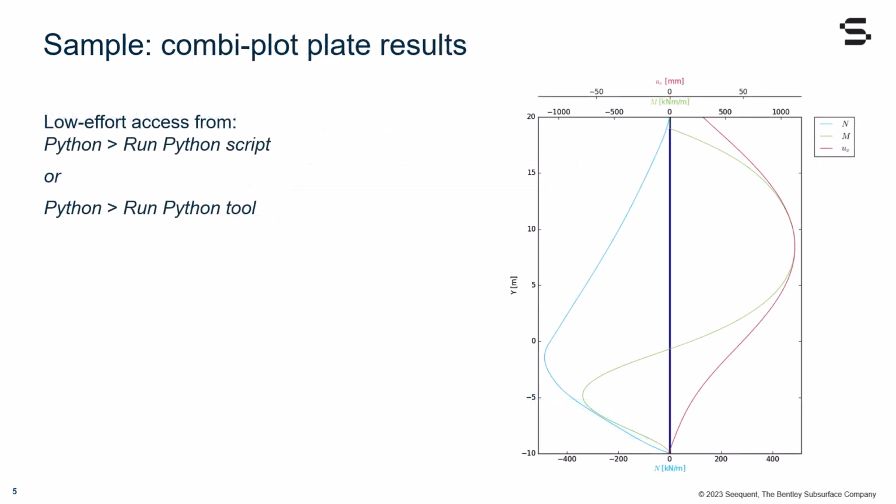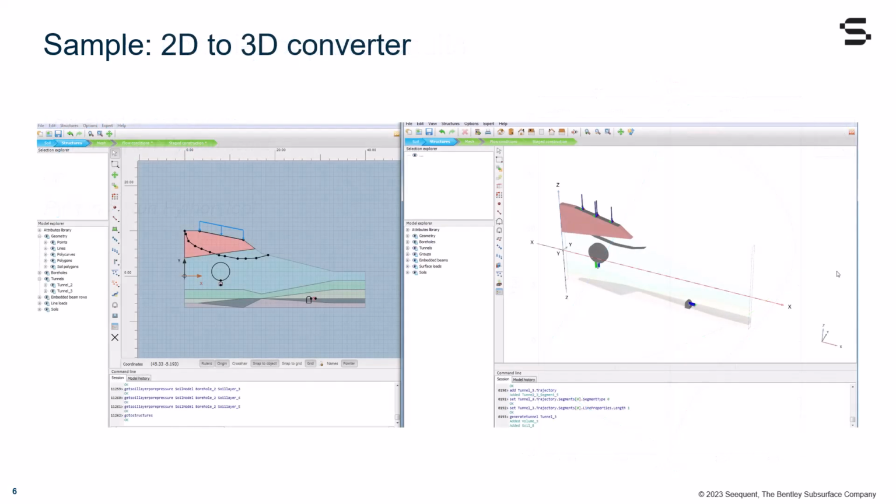This case shows how it is possible to create a combi plot for the structural forces of any plate in your model. For example, having implemented this script, it is possible to run it via Python, run Python script or run Python tool. In its original form, the 2D to 3D converter started as a simple Python code, and it grew to be an automated Python script, available for everyone using PLAXIS 2D and PLAXIS 3D.